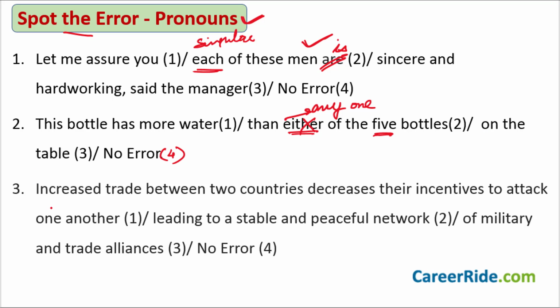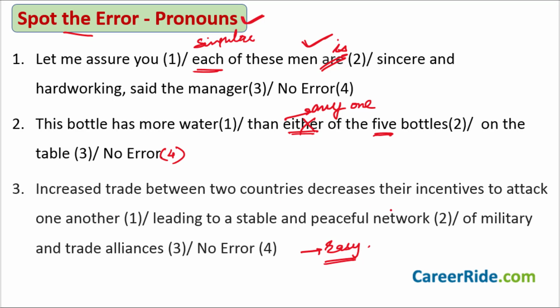Coming to sentence number 3. Increased trade between two countries decreases their incentives to attack one another, leading to a stable and peaceful network of military and trade alliances. Now, a little lengthy sentence, but these are the type of sentences that actually scare you in the exam. And they scare you because they are lengthy. But trust me, these sentences can also become very easy for you. How? If you just try to apply your concepts. If you try to apply your concepts, things will become very easy for you. Otherwise, you'll just keep wondering where the error is, right?